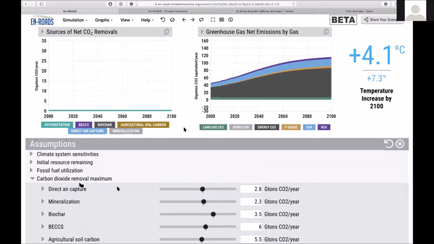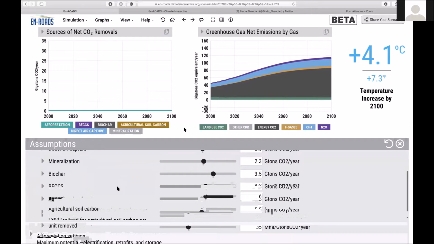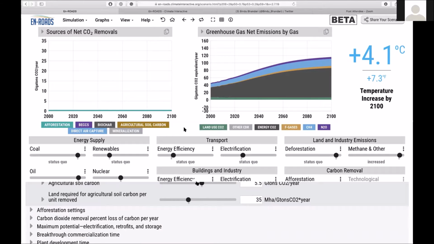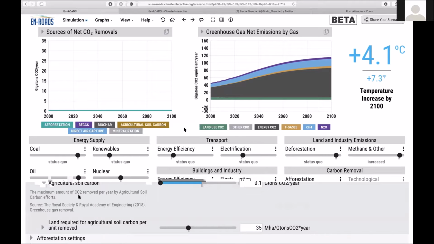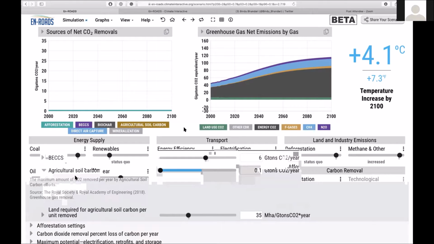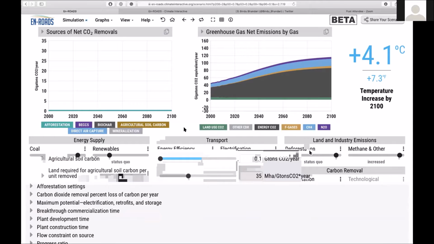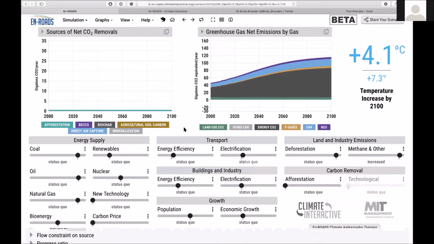So if I take an example of agricultural soil carbon, by default it is set at 5.5 gigatons carbon dioxide per year. But if you think this is less, you can of course move this slider and change the assumptions to the maximum available. Or if you think this default is a little too high, you can of course move the assumptions to a lower value. And where does this value come from? If you click this little triangle over here, you can see the sources: Royal Society and Royal Academy of Engineering 2018. So this is about the tool. So I will again reset assumptions and policies.